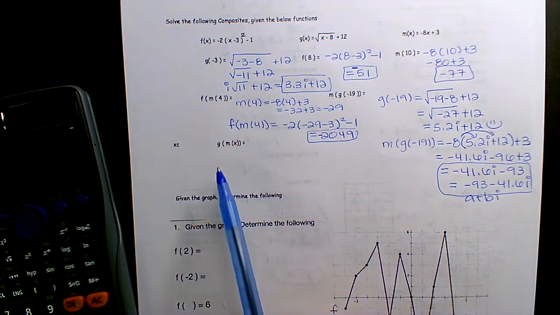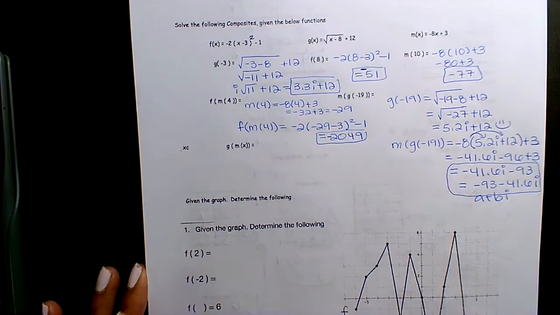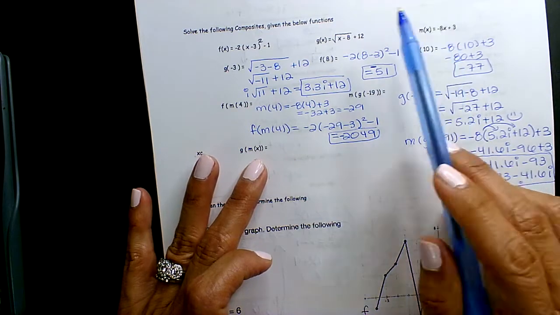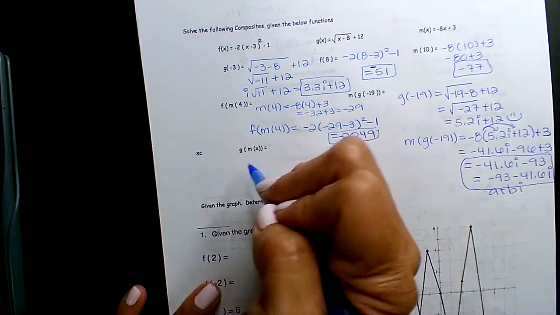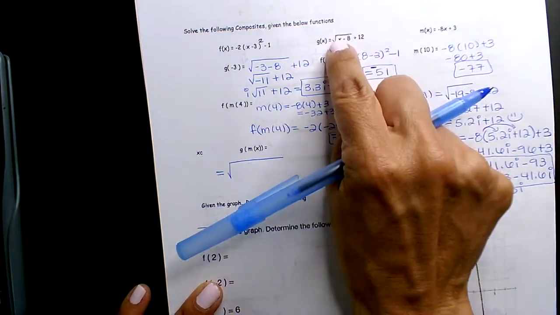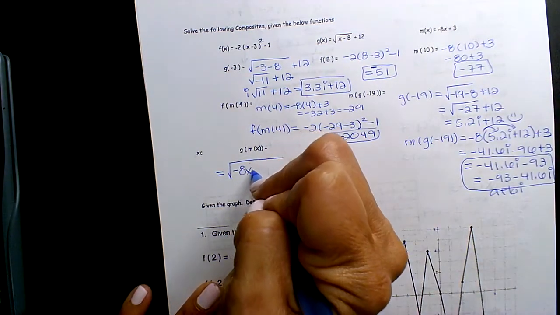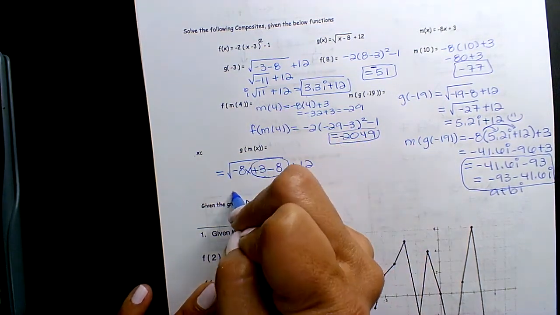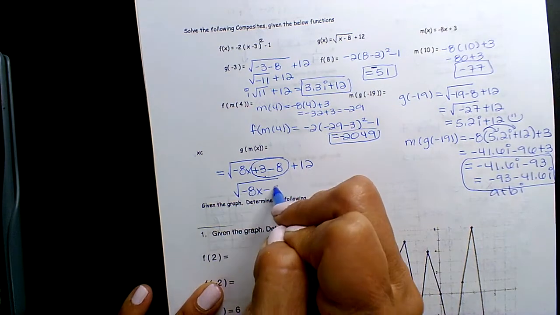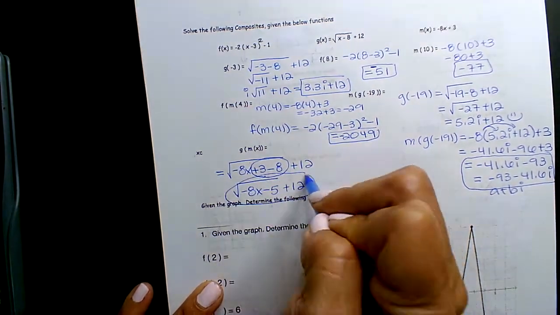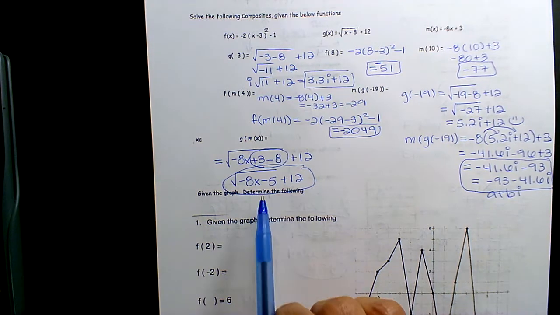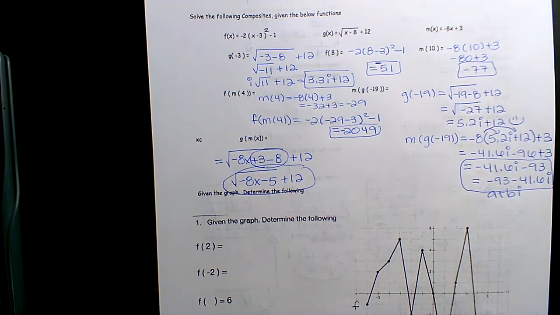Okay, the g of m of x. I'm going to take the m function and plug it in for x of the g function. So rad, but in place of x, I'm plugging in negative 8x plus 3 minus 8 plus 12. And all you had to do was combine these two. Negative 8x minus 5 plus 12. And that's really it. You didn't have to do much more with it. Some students kept trying to go further and further, but it was fine. That's just where you stop.